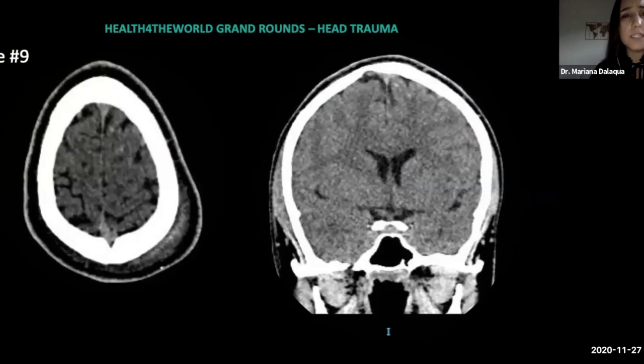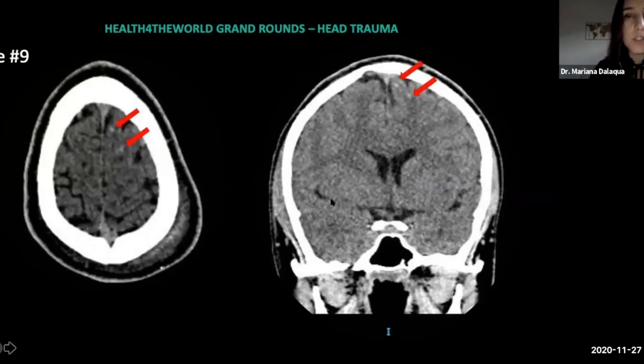So here on the CT, we see a subgaleal hematoma here in the left parietal convexity. And if you look very carefully, there are some hyperdensities here on the left superior frontal gyrus, and the same thing here in the cortico-subcortical transition. So you can see better with the arrows.